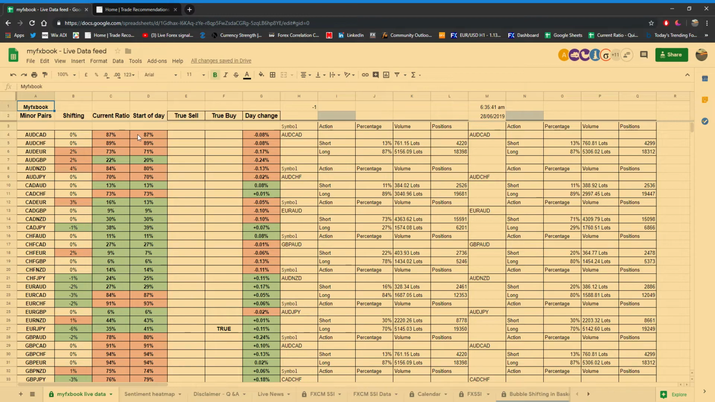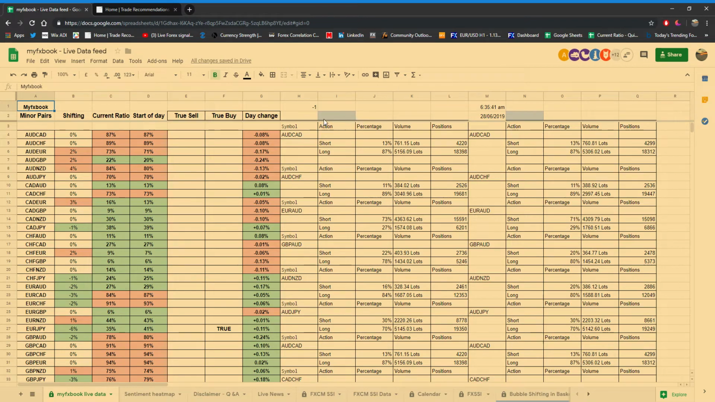But we see the euro yen was a buy at the start of the day, is a buy now, and it's moved over 5%. Hence we had the signal, and we see it's done okay on the day. It's 0.11%. The average daily range on the euro yen is significantly more than that, so we can expect a little bit more uplift for the euro yen.